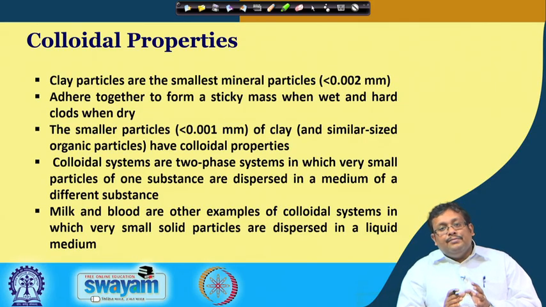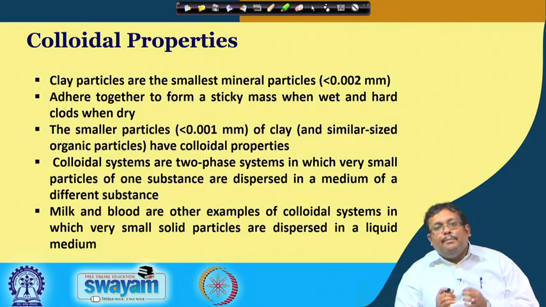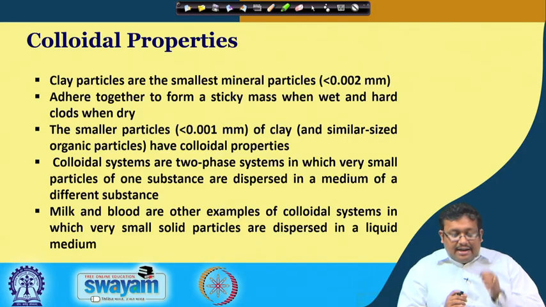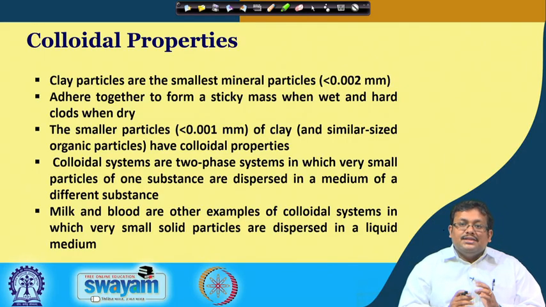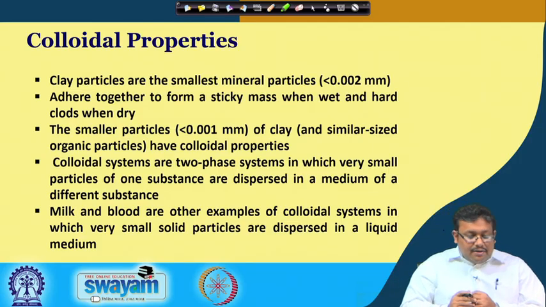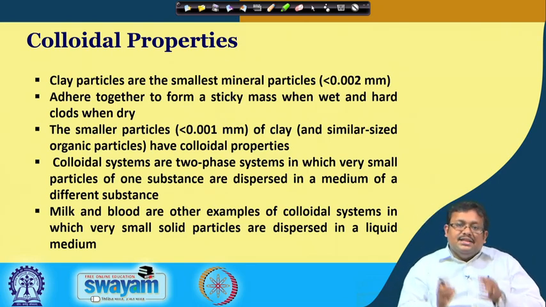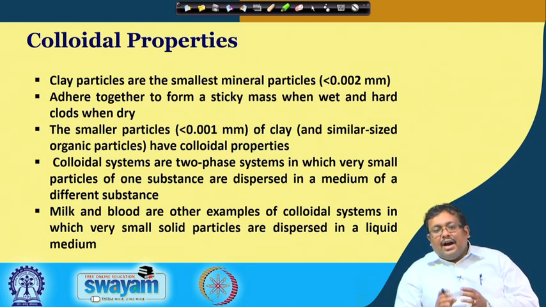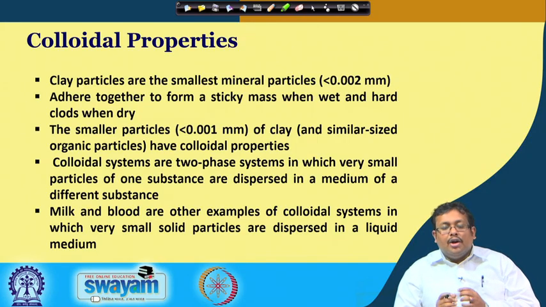Now, by definition, you know that a colloidal system is a two-phase system in which very small particles of one substance are dispersed in a medium of a different substance. So, one is the dispersed phase and the other is the dispersion medium. Some examples are milk and blood, which are colloidal systems in which very small particles are dispersed in a liquid medium. In soil, clay and organic matter are the two important fractions which show colloidal properties.